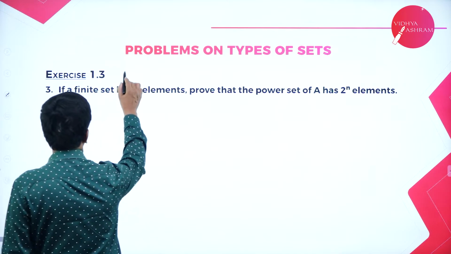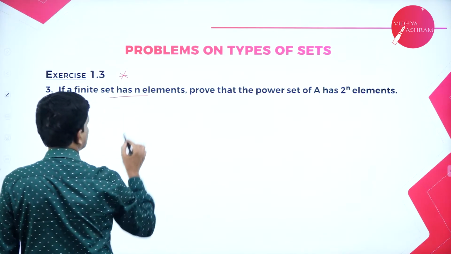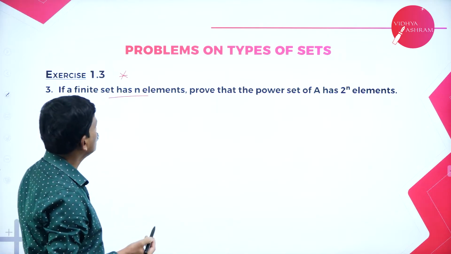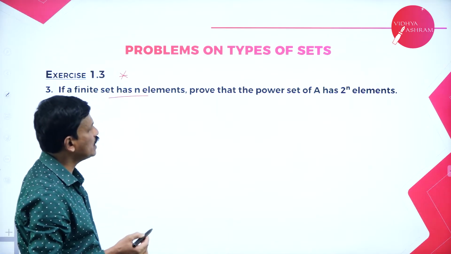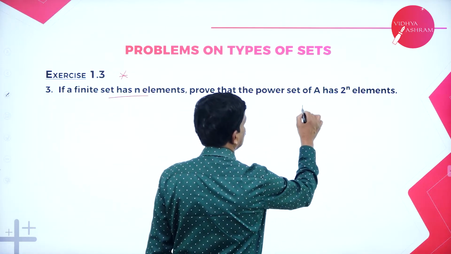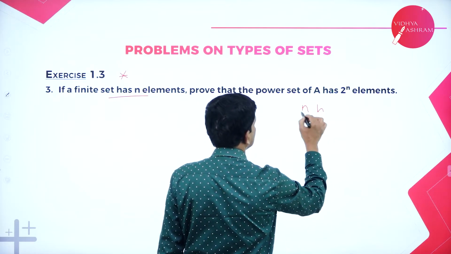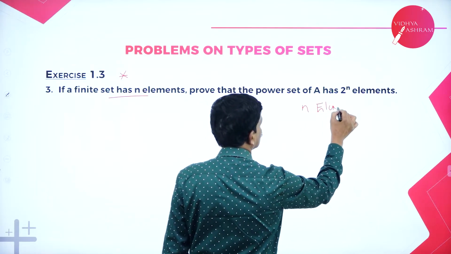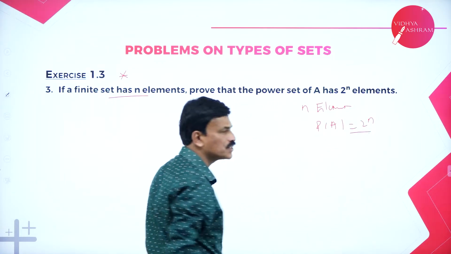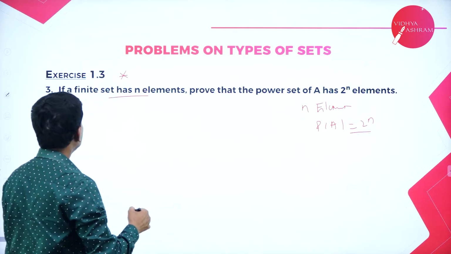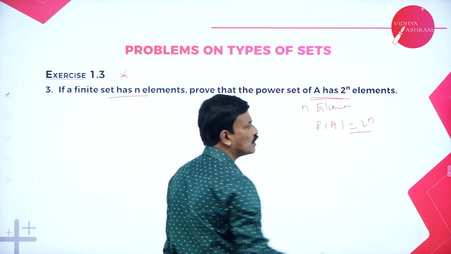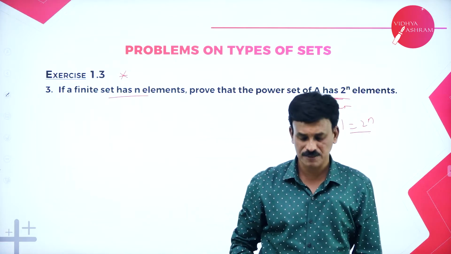This is very important. If a finite set has n elements, then prove that the power set of A has 2 to the power of n elements. This is a theorem. Suppose a set has n elements, then the power set of A always has 2 to the power of n elements. This is to be proved. Now listen to me.